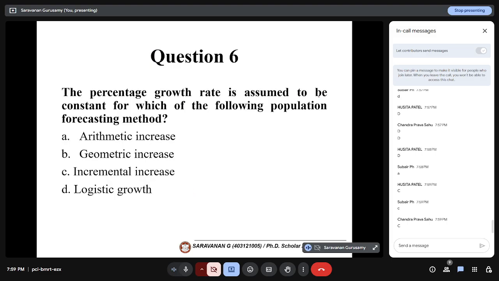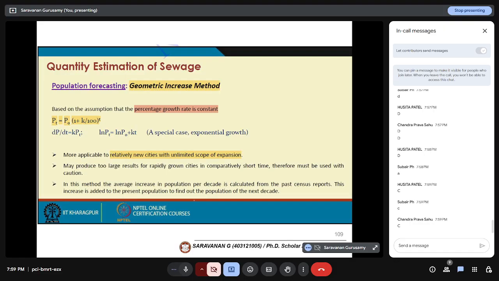And percentage growth rate is assumed to be constant for which of the following? Growth rate is constant for arithmetic. Percentage growth rate is constant for geometric. So the answer is geometric increase. Right? So percentage growth is constant for geometric increase method.